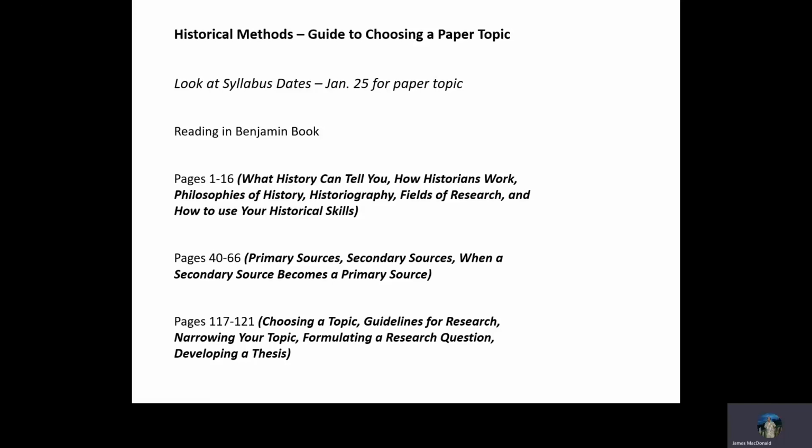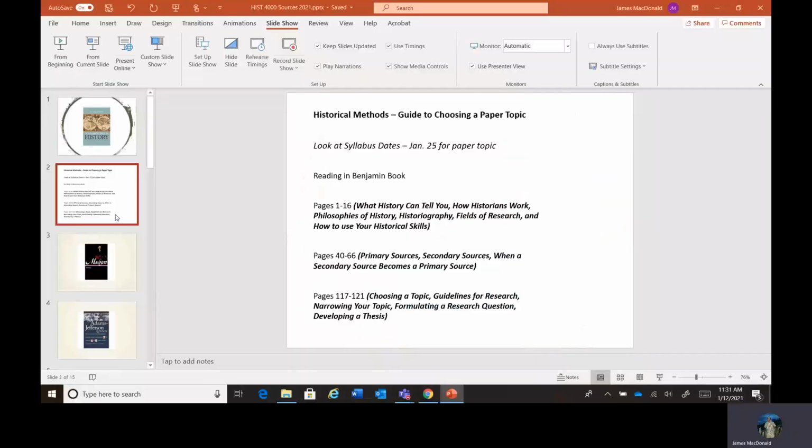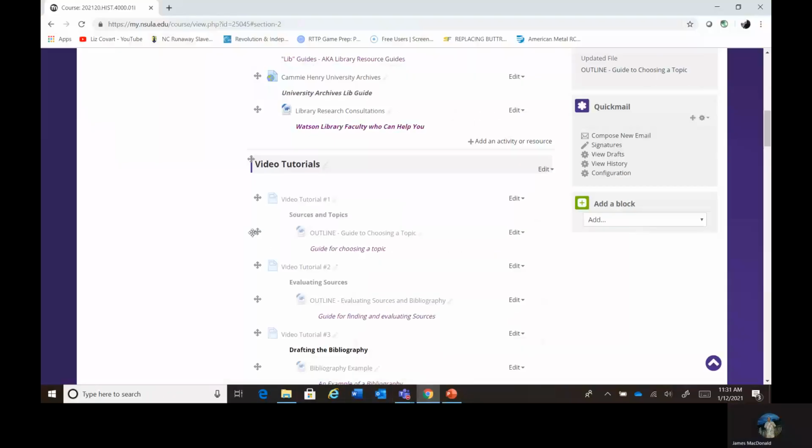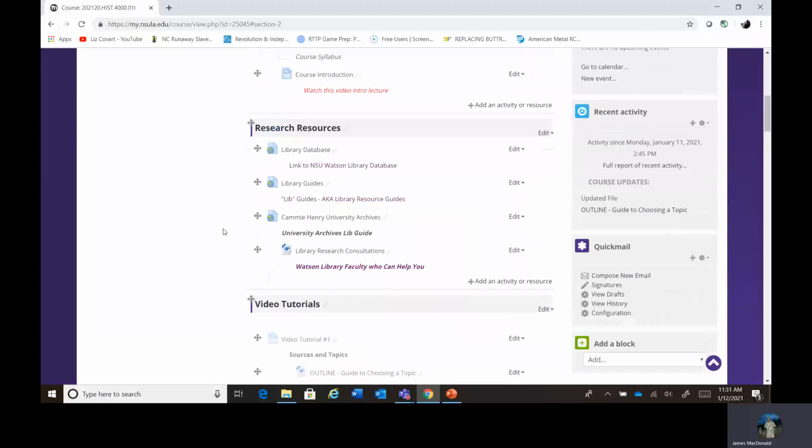So let's talk about the difference between sources that you'll come across. And I'll say one more thing as we talk about how to start scratching the surface and finding sources. We have linked in Moodle, in Moodle, the links to first the library database, the LibGuide link, and a link to the archives and also to some of the folks on the faculty.